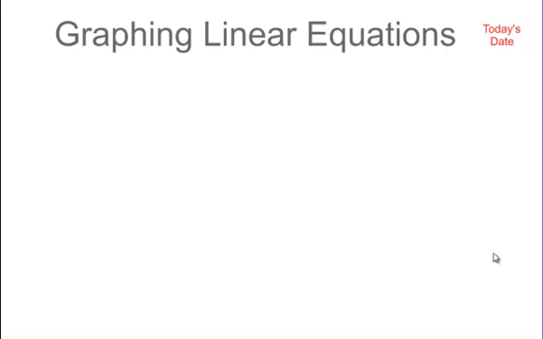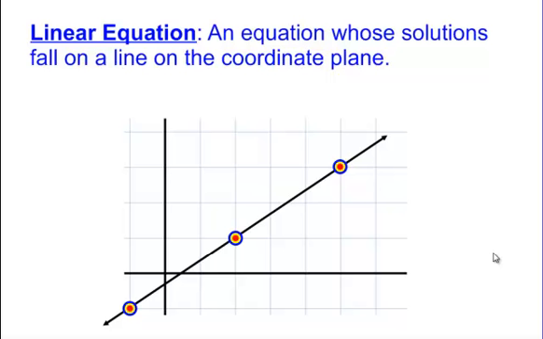So what exactly is a linear equation? This is your vocab word for today, linear equation. A linear equation is an equation whose solutions fall on a line on the coordinate plane. So, take a look at that coordinate plane. It would give you an equation whose solutions fall on a line of the coordinate plane. And all the solutions of a particular linear equation fall on that line.